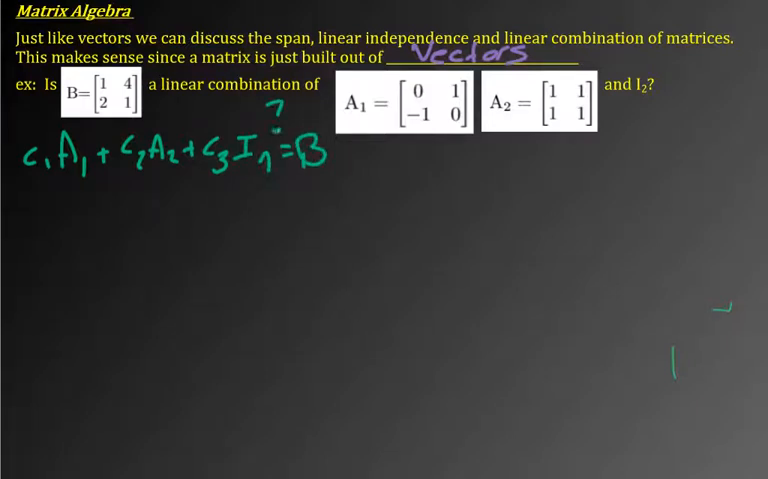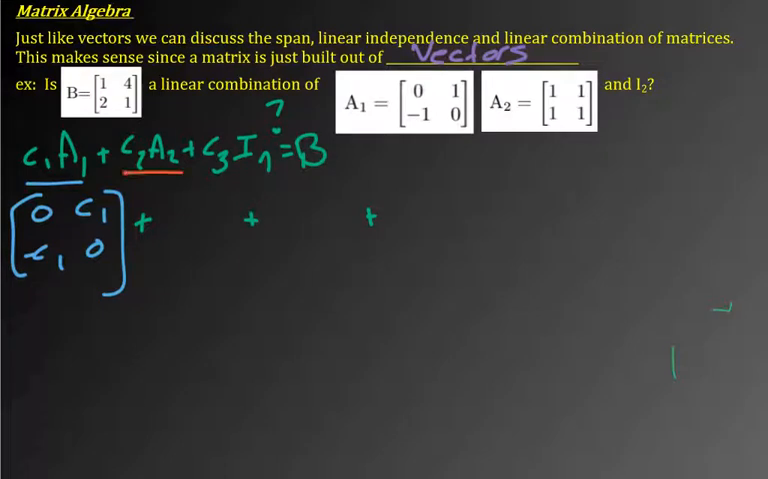That's the question. The way you can use your calculator to help you with this is to make a big matrix problem out of this one, then use RREF and analyze the output, and you can answer the question from there. So C1 times A1 would look like 0, C1, minus C1, 0, and then plus C2 A2 would look like C2, C2, C2, C2.